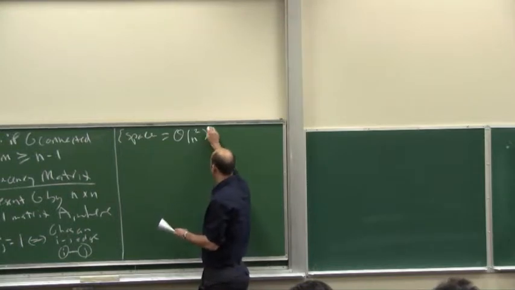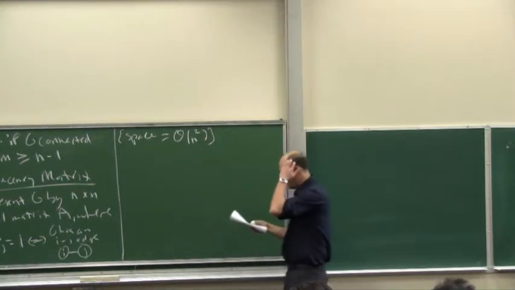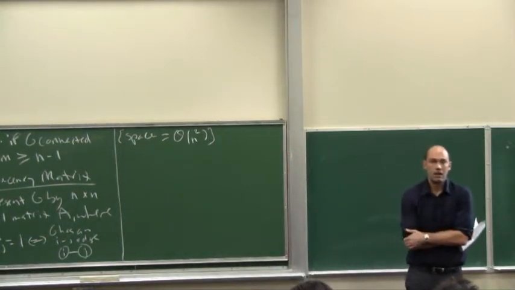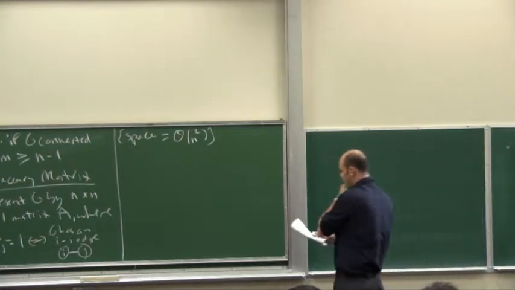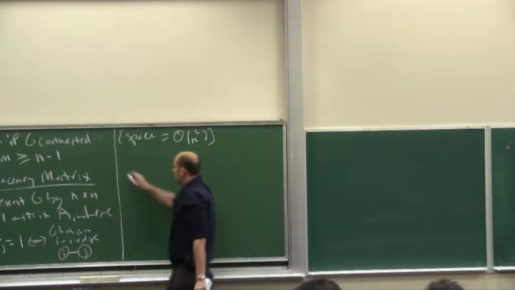The constants are quite small, right? You only have to store 1 bit for each potential edge. But in general, unless you do some extra tricks, it will be quadratic in the number of nodes. So that's the adjacency matrix.